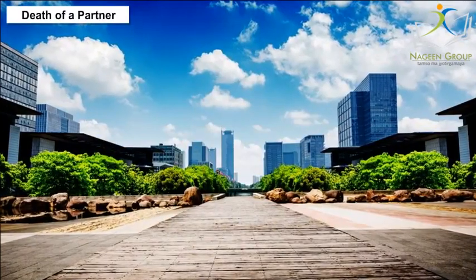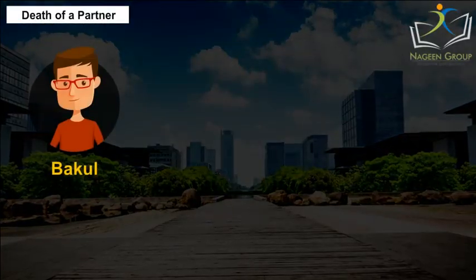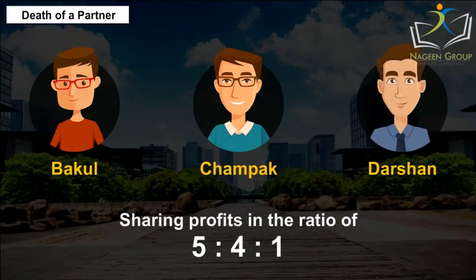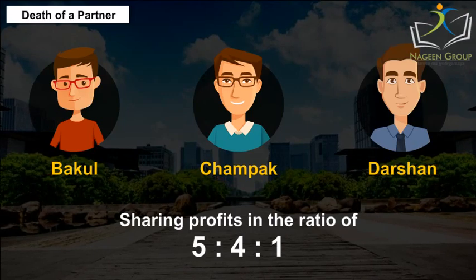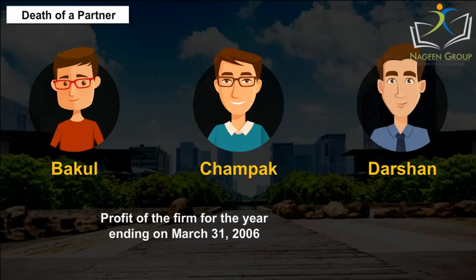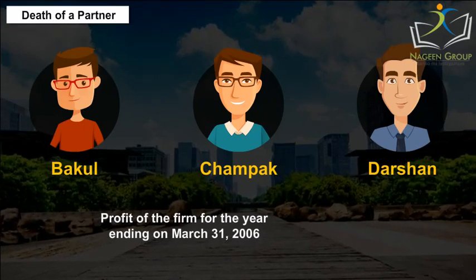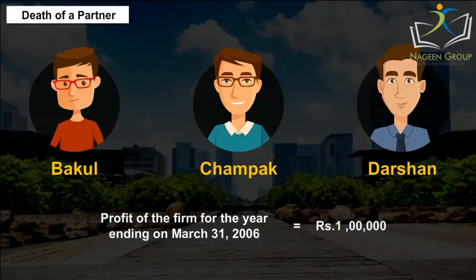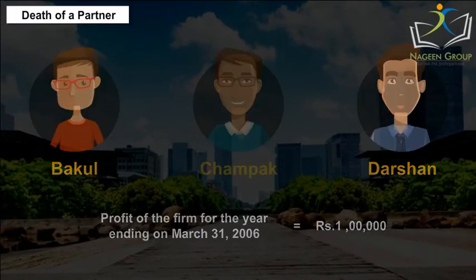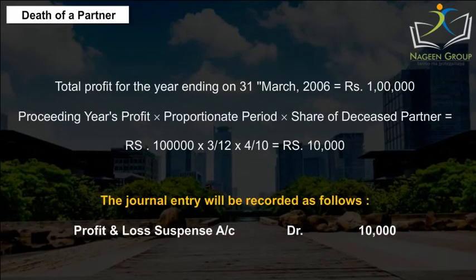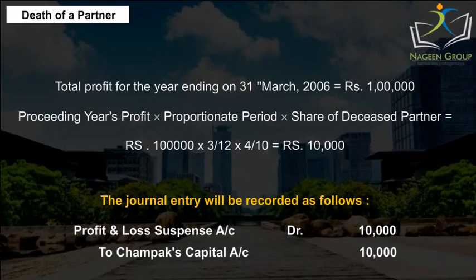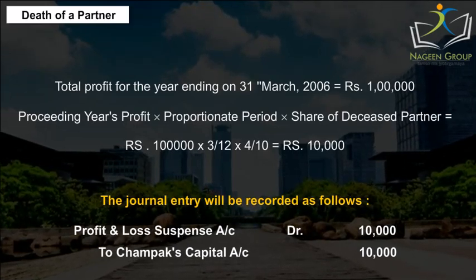Let us understand this with an example. Bakul, Champak and Darshan were partners in a firm sharing profits in the ratio of 5:4:1. The profit of the firm for the year ending on March 31, 2006 was 1 lakh rupees. Champak dies on June 30, 2006. Champak's share of profit for the period from April 1 to June 30, 2006 shall be calculated as follows.